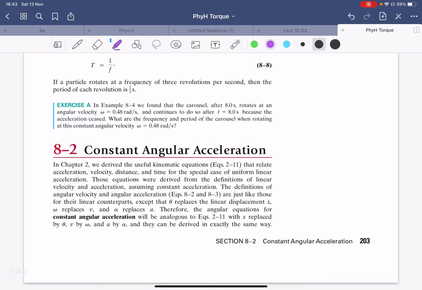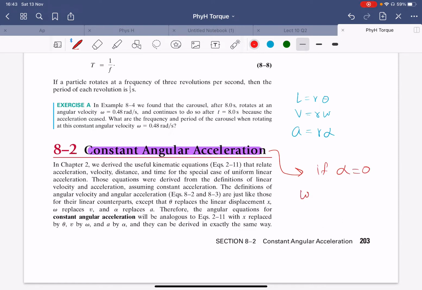All right, now let's talk about the cases where you have constant acceleration. So you want to use this equation, V equals R omega, right? This is like you link them. L equals R theta. So this is how you link the linear with the angular, right? So coming back to this equation, when you say constant acceleration, if alpha is zero, then we can use omega equals delta theta over delta t, right?